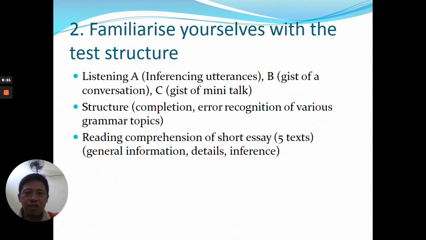The second section, structure, contains two types of tests. The first is sentence completion. You need to complete a sentence. So the basis for the test is the sentence. You need to understand what a sentence should be like.